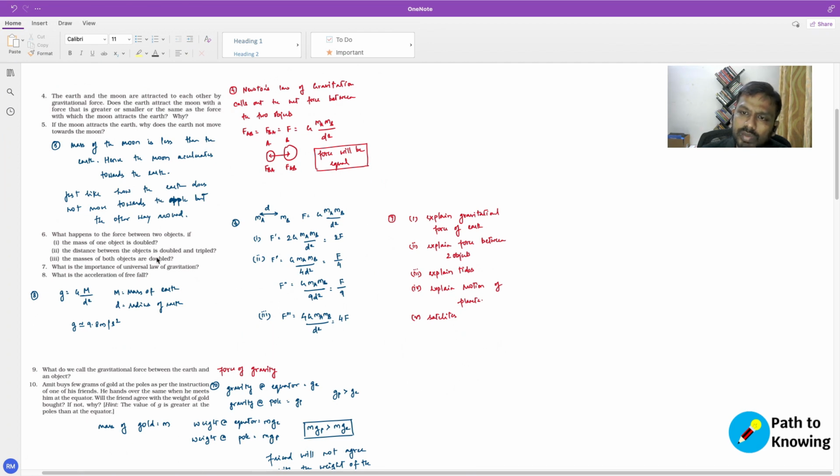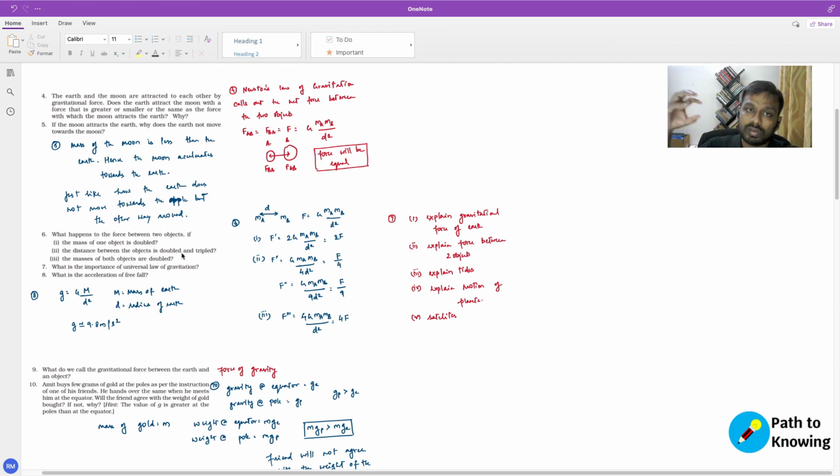What happens when the distance between the objects is doubled and tripled, right? In this case, when the distance is doubled, then your original d becomes 2d, which is 4d squared. The denominator becomes 4d squared, and this becomes 1/4 of the original force. So when the distance is increased, because the distance is inversely proportional to the force, the force will also decrease, and here it decreases by 1/4.